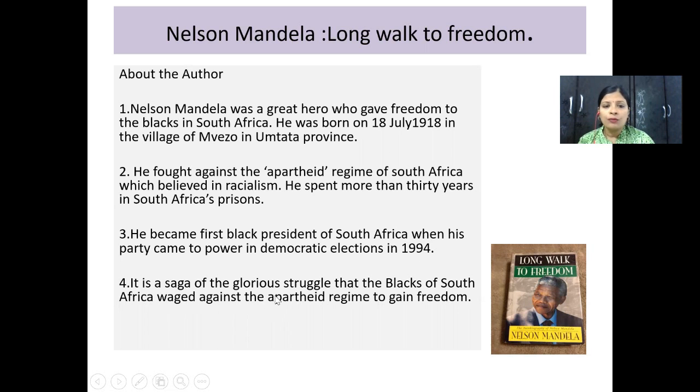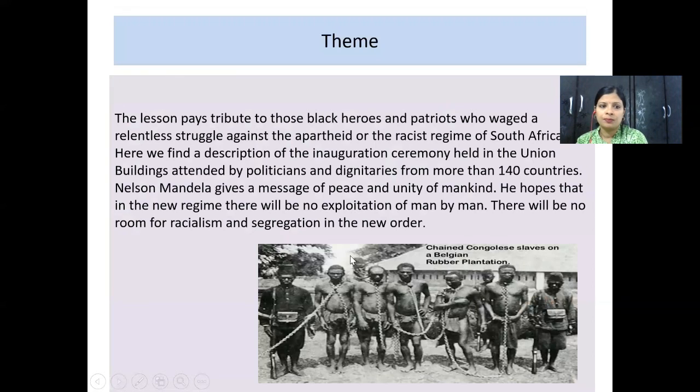It is a saga of the glorious struggle that the blacks of South Africa waged against the apartheid regime to gain freedom. So saga is nothing but a story. So this particular book, A Long Walk to Freedom, is a story of the glorious struggle that the blacks of South Africa waged against the apartheid regime to gain freedom. So it is the story of their freedom fight. So this is a brief introduction about the author and also about the book Long Walk to Freedom.